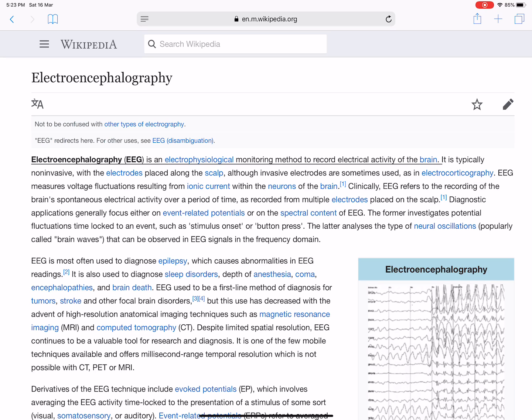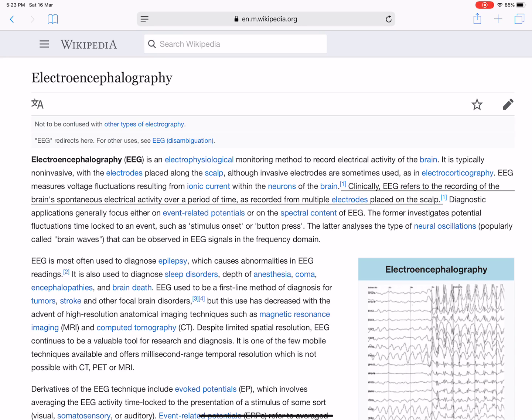Electroencephalography, EEG, is an electrophysiological monitoring method to record electrical activity of the brain. It is typically non-invasive, with the electrodes placed along the scalp, although invasive electrodes are sometimes used, as in electrocorticography. EEG measures voltage fluctuations resulting from ionic current within the neurons of the brain.